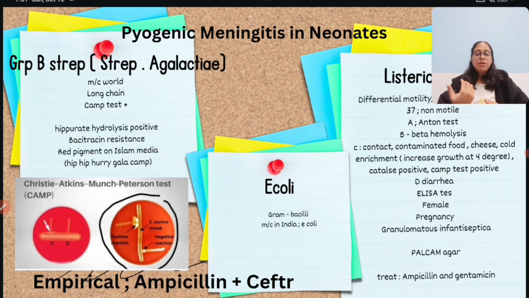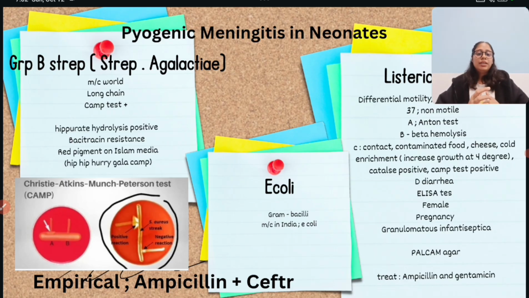Now, usually you are never given the words which I have written here, like hippurate hydrolysis positive, or bacitracin resistant, or red pigmentation on Islam medium. They may be given, but there are very rare chances. You can just remember it as hip hip hooray, gala, camp. In children, camps and gala are the places where children go. So remember hippurate, and gala is for Streptococcus agalactiae, and it is CAMP test positive.